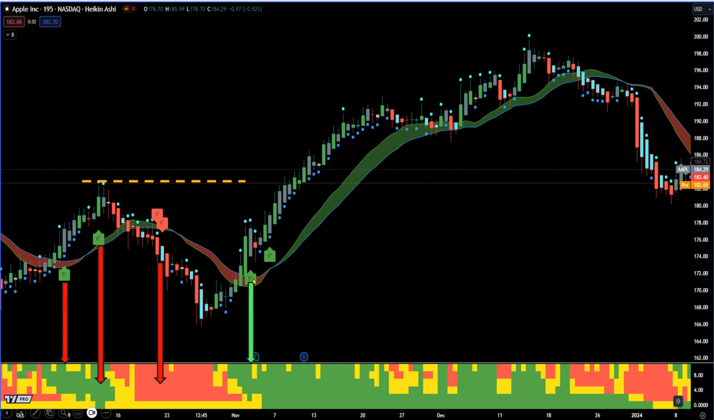We then get a 5-star buy signal just before earnings. We're not going to take that because it's got 5 out of 6 on the confirmation. We do then get earnings. We get a positive earnings reaction. We get a 6-star buy signal. All 6 time frames are green.